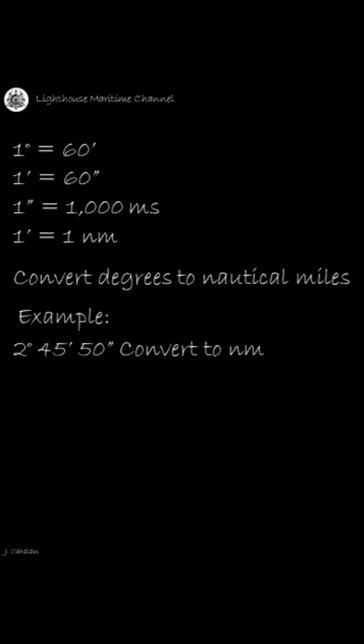Example: 2 degrees 45 minutes and 50 seconds. Convert to nautical miles. Since we are converting degrees to miles, 45 minutes is as is. Multiply 2 degrees by 60 nautical miles to obtain nautical miles, and divide 50 seconds by 60 seconds to obtain the decimal part of a nautical mile.